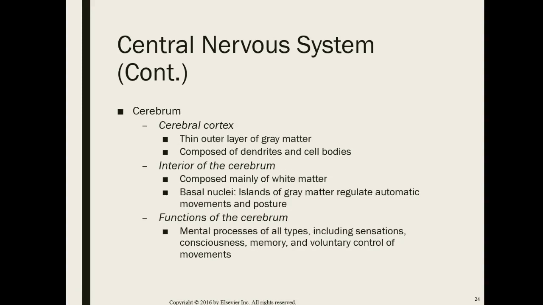The cerebrum is the largest and uppermost part of the brain. This is kind of the area that people think about when they think about the brain. The cerebral cortex is going to be the thin outer layer of gray matter made up of dendrites and cell bodies. And then the interior is going to be composed mainly of white matter, so again, those myelinated sheaths of the axons. Functions of the cerebrum include mental processes of all types, sensations, consciousness, memory, and voluntary control.